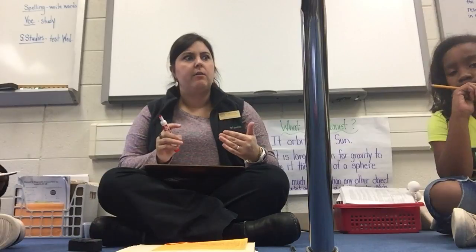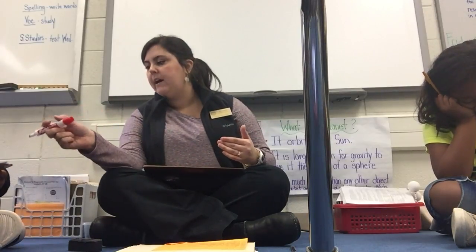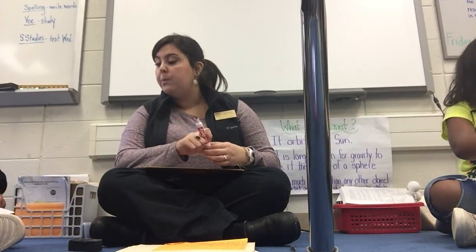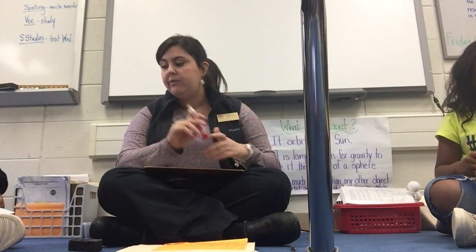I want you to look at your packet, and it asks what decimal names the shaded part of the grid. So we have a grid. How many total pieces are in our grid? Not 5, 10. There are 5 shaded pieces, but we're looking at the whole. How many wholes are shaded? There are 10 total. So if I have 5 out of 10 that are shaded, and if I wrote that as a fraction, it would be 5 out of 10.